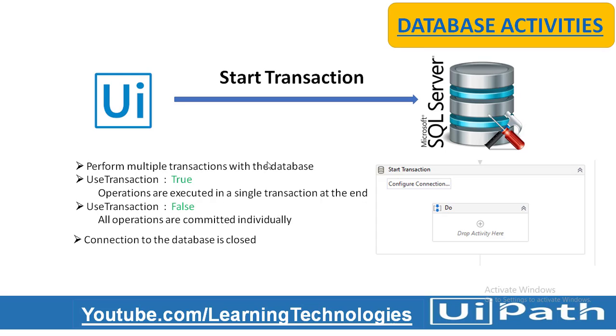At that time, if you set the transaction property as true, what will happen at the end of the bot is that it will execute all at a time and then commit as a single transaction. I will show you with an example. If you make it false, then it will be committed individually, and once the transaction has been completed, the connection between UiPath and the database will be closed automatically. Now, let me show you with a use case.